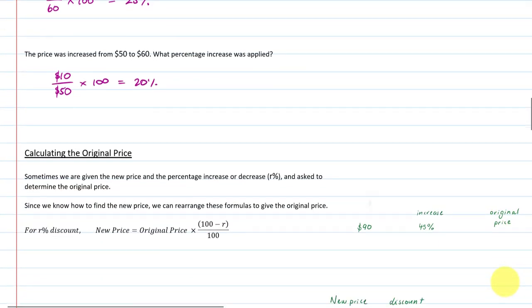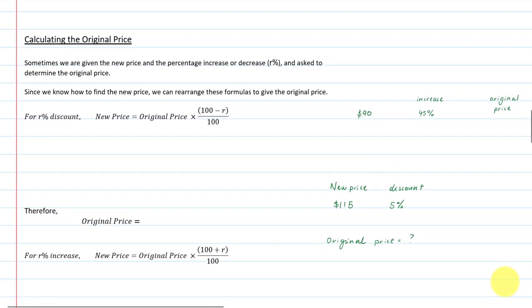Okay, moving forward. Let's talk about calculating the original price based on either known percentage increases or decreases. So sometimes we might know the new price and we want to know the original price. For example, you might go into a store, see the sale price and know the discount that's happening and wonder to yourself, well, if I don't have the money this week, perhaps I could buy it next week. How bad would that be? And you need to work out the original price so that when the sale is over, you can go back to that original price. So let's have a look.